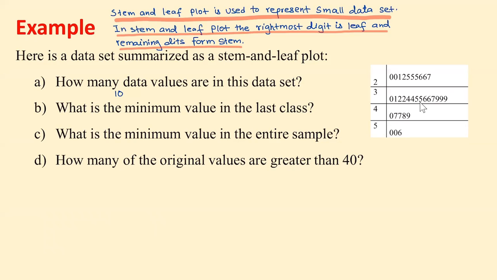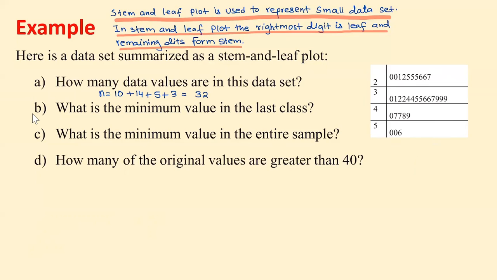Similarly, if we count how many are there in the second, there are 14 of them. In the third, you have 5 of them. And in the last row, there are 3 of them. If we add all these numbers, that will give you the size of the data. So n, the data size, is equal to 10 plus 14 plus 5 plus 3, which is equal to 32. So there are 32 data values in this data set given here in the form of a stem and leaf plot.